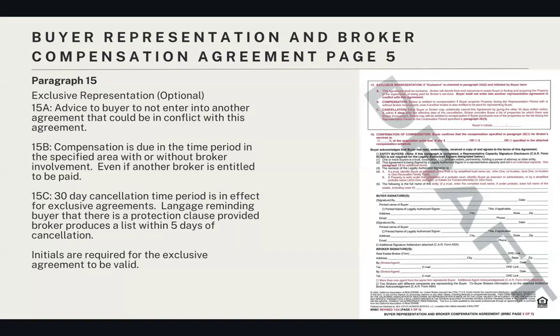Paragraph 15C, 30-day cancellation time period is in effect for exclusive agreements. The language reminds the buyer that there is a protection clause provided the broker produces a list within 5 days of cancellation. And as I said before, initials are required for the exclusive agreement to be valid.